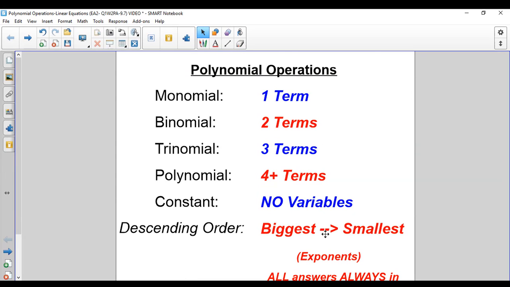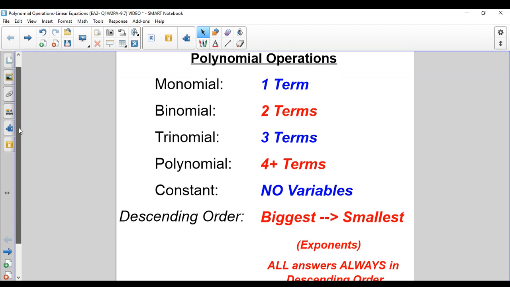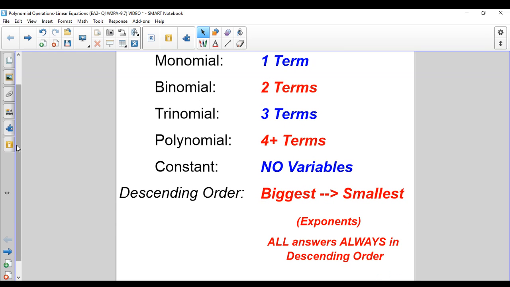Polynomial Operations. Just wanted to show a recap here of some keywords that we're going to be talking about throughout the entire year. Just remember, monomials 1 term, binomials 2, trinomials 3. Polynomial is 4 plus usually, but polynomial actually means it can encompass everything, so just keep that in mind. Constants are terms without variables. Descending order, we're looking at the exponents, so we're going from biggest to smallest exponent in our answers, and all answers always need to be written in descending order.